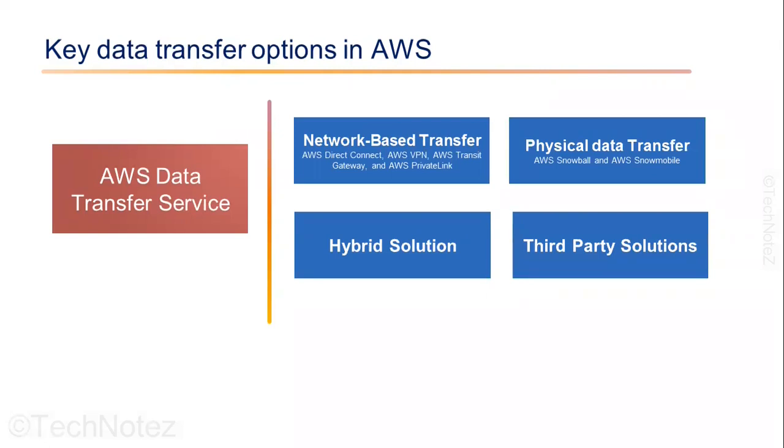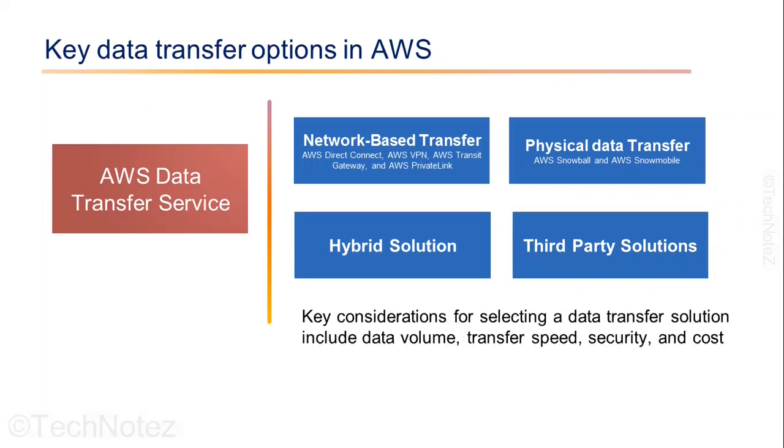Third-party solutions: AWS also supports a wide range of third-party data transfer solutions, enabling the business to choose a solution that best fits their needs. When you select the best data transfer option from on-prem to cloud, there are certain key considerations, including data volume, transfer speed, security, and cost. So based on these parameters, you can select which data transfer option is best for you.